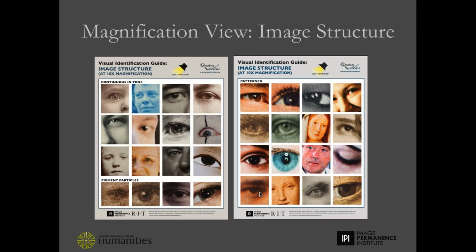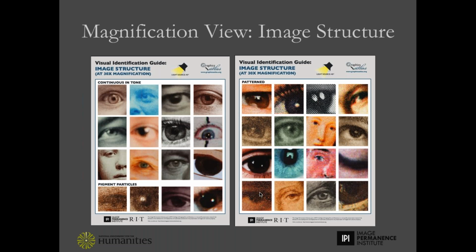We actually have 3 visual guides for identification for magnification for the image structure. This one shows the different possible image structures at 10x magnification. We have another one that shows image structure at 30x magnification. Again, with a little bit more magnification, we can see these image structures a little bit better, especially with the patterned.